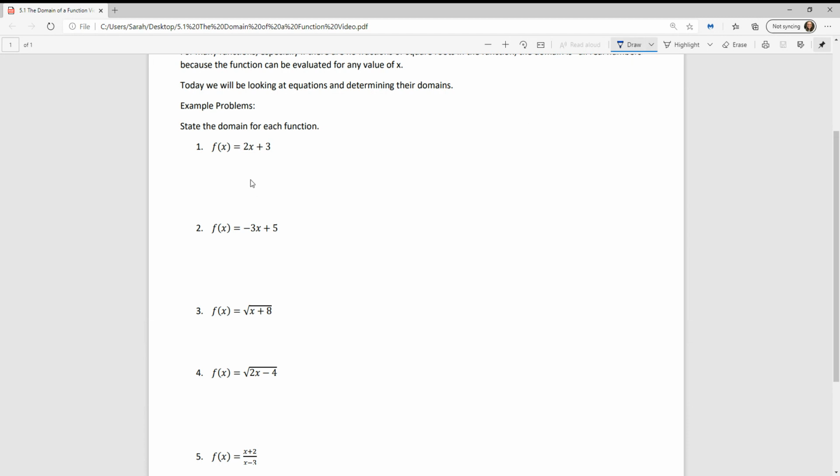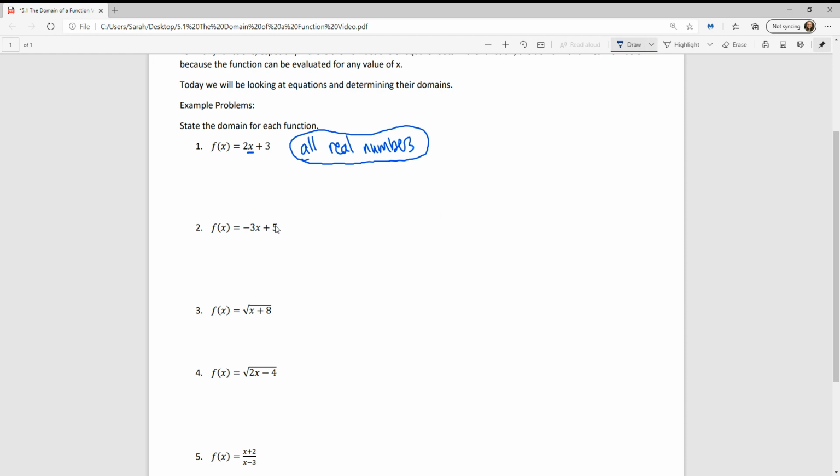f of x equals 2x plus 3. I don't see any fractions. I don't see any square root signs. And so here's my x. Any number I plug in for x here, I'll be able to get a number on the other side of the equal sign, because there's nothing that would give me an undefined number. This one is simply all real numbers for my domain. So our answer here for our domain: all real numbers.